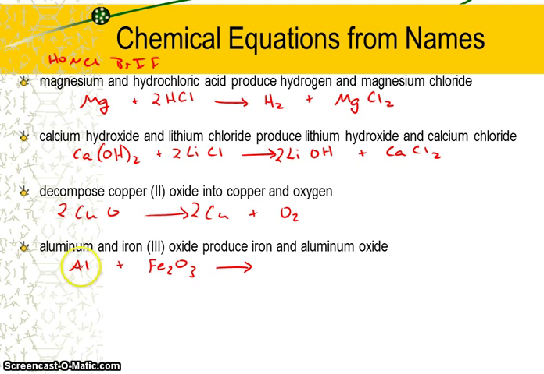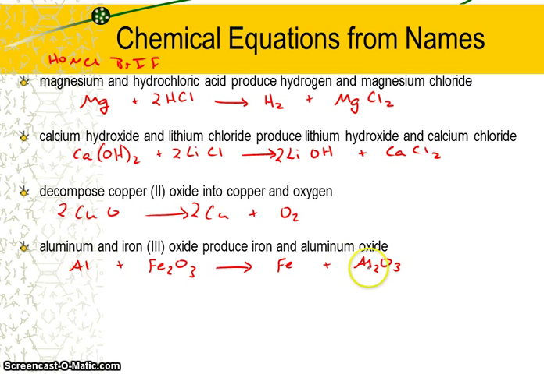The aluminum, since it's on the left side of the staircase, is going to displace the left-hand ion out of the compound. We're going to produce iron, which is not diatomic, and aluminum oxide. Aluminum from the periodic table is a +3, oxide is a -2. So now we need to balance.